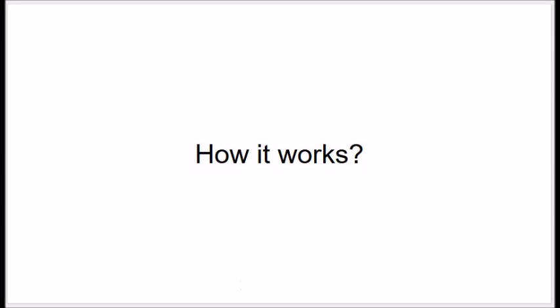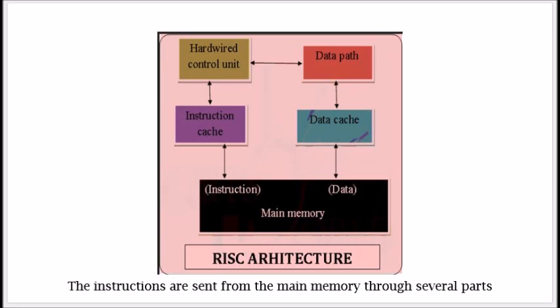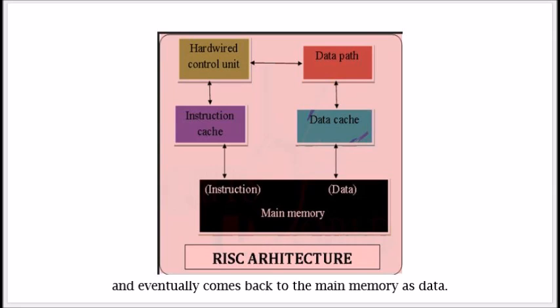How does it work? In this RISC architecture diagram, the computer has a hardwired control unit, which is implemented directly into the small computer. The instructions are sent from the main memory through several parts and eventually come back to the main memory as data. All computing processes in RISC architecture are solely done in its main memory.